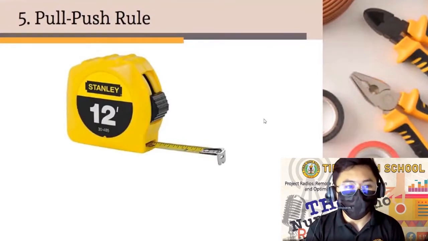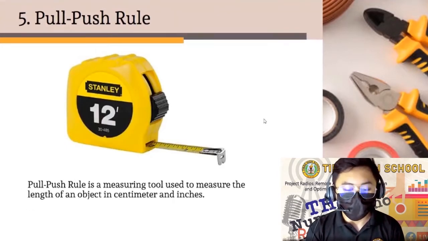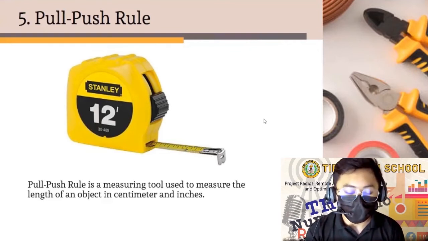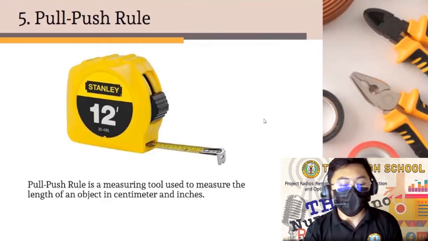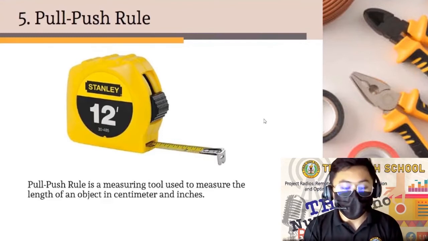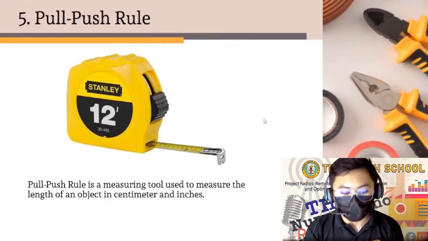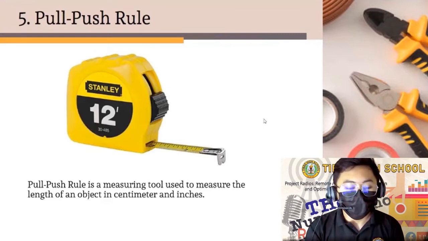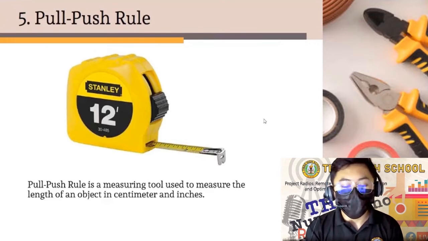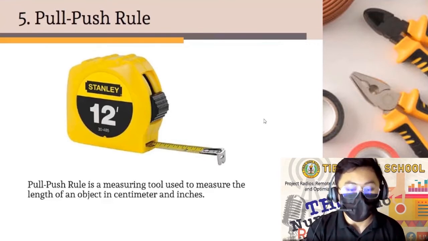Ayan, ganyan ang itsura ng pull-push rule. So, a pull-push rule is a measuring tool used to measure the length of an object in centimeter and inches. So, sa atin sa Pilipinas, ito ay kilala rin sa tawag na metros or metro. So, same din sila ng ruler na pwedeng pang-measure ng mga electrical materials like yung wire.